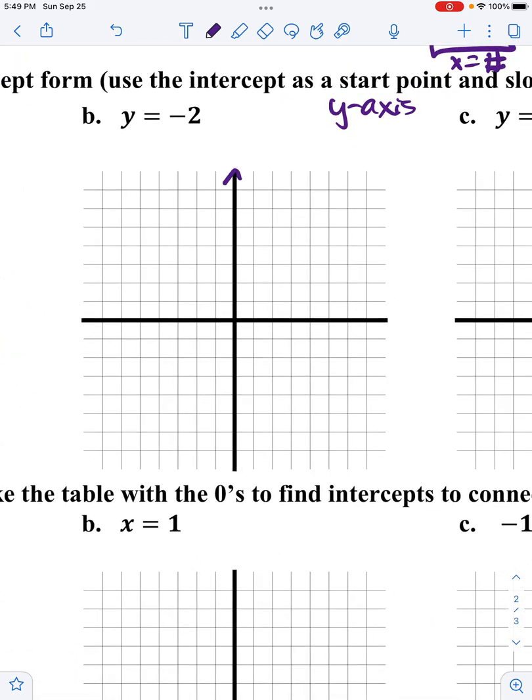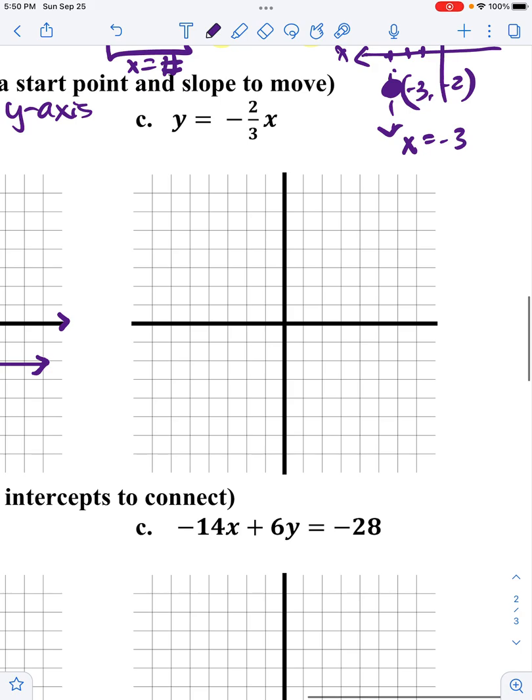Okay, don't overthink this one. This is only going to cross the y because that's all that I see in my equation. And if it's only crossing the y at -2 and it can never cross the x, then it has to be horizontal going through -2.